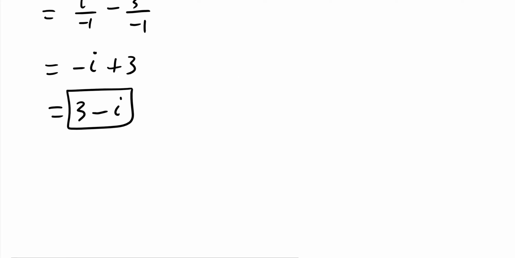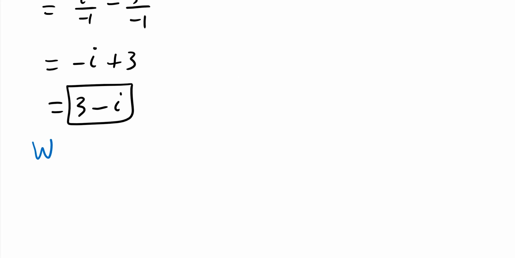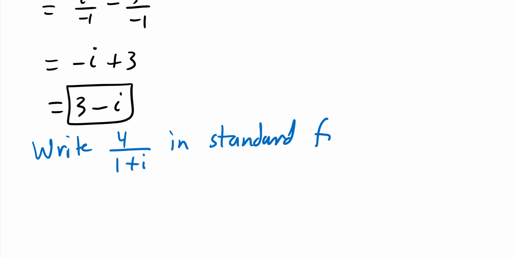One last example about this. Let's say write 4 over 1 plus i in standard form. That's another way to ask you, write this in standard form. Here we cannot split. We can only split if you have something plus or minus something over one thing only, not over 1 plus something like this.